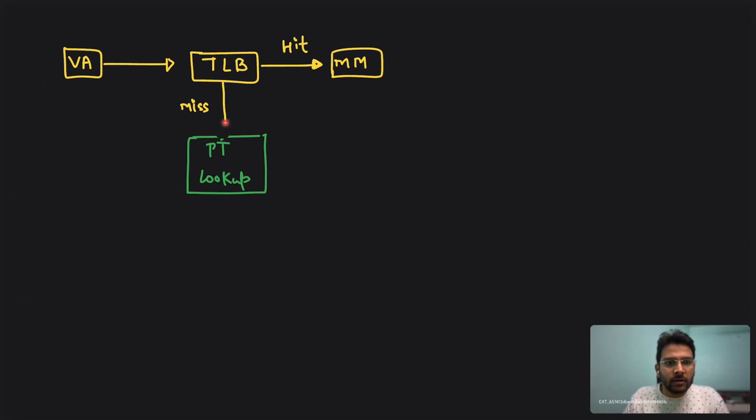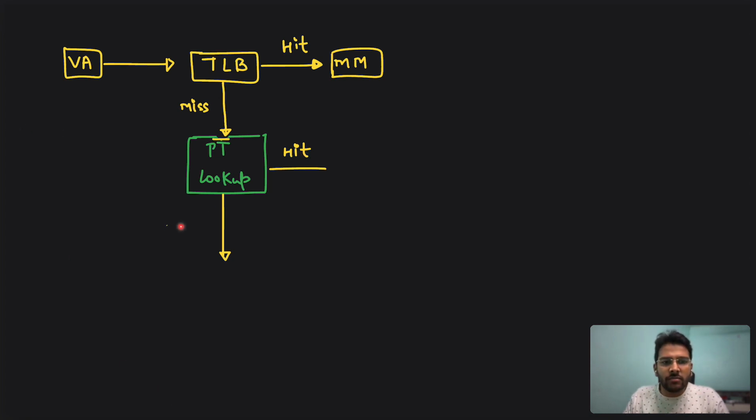So if it is a TLB miss, you will do a page table lookup. Now in the page table also, you again have two cases: either it is a hit or it is a miss. When I say hit or miss, that means whether you get the valid page entry or not. If it is valid, then it is a hit. If it is not, then it is a miss. Or you can write it in terms of valid or invalid.